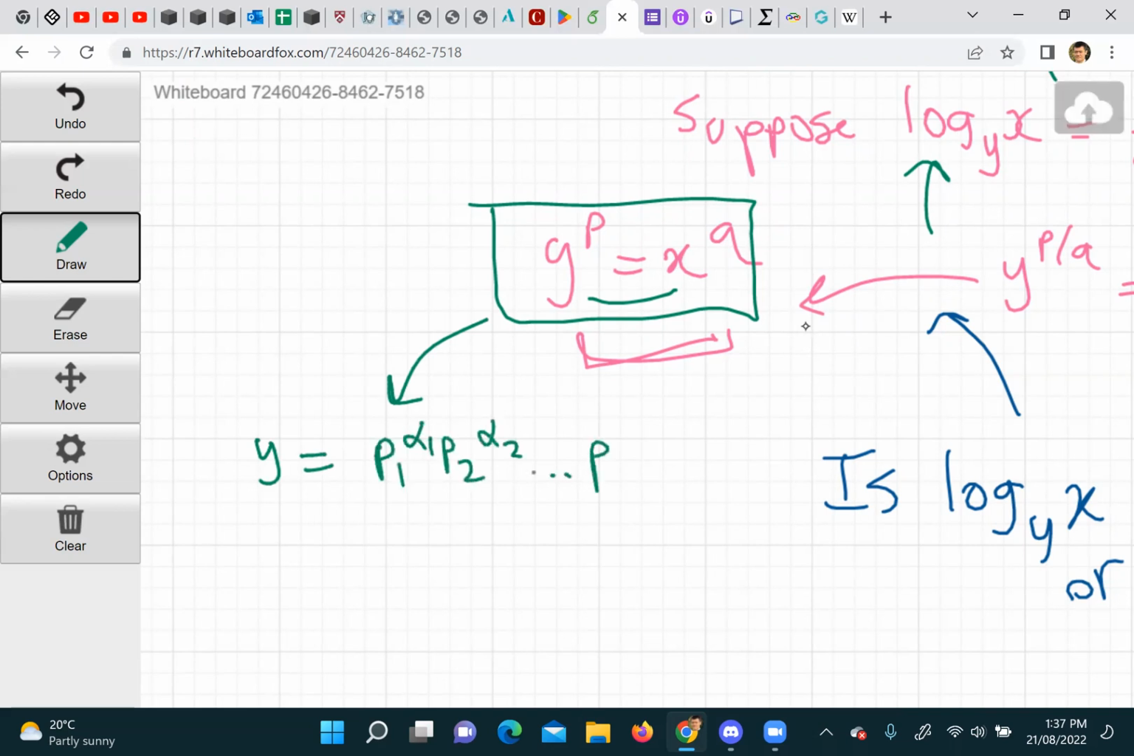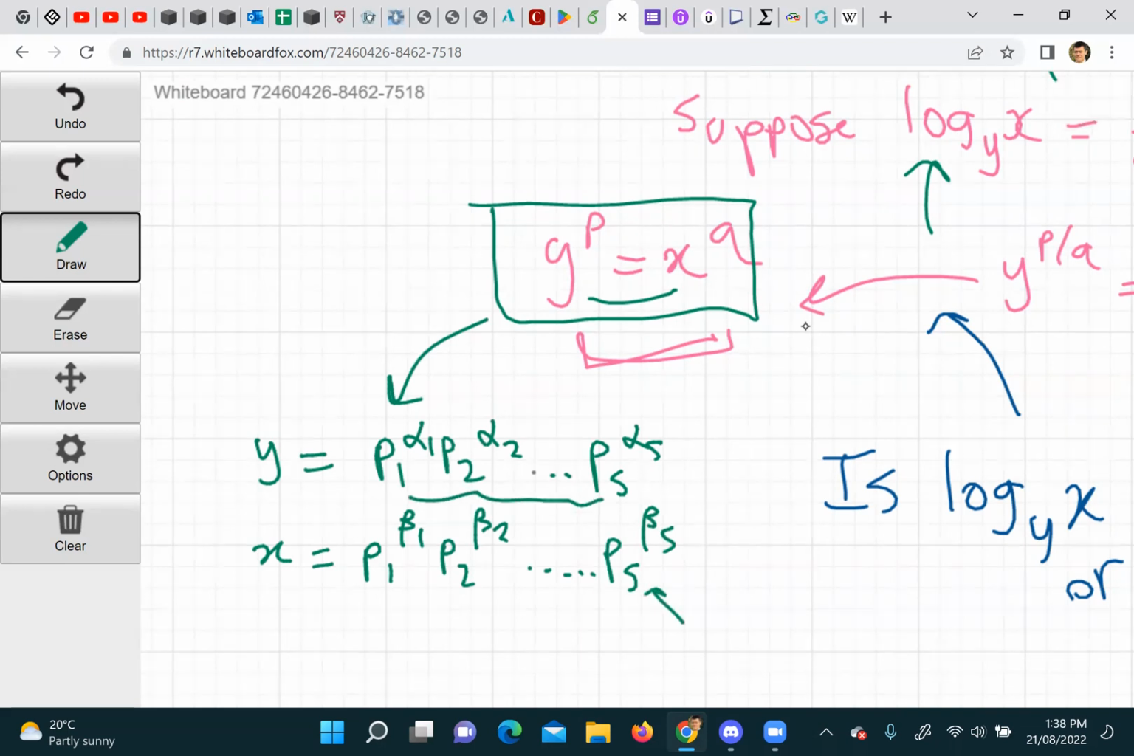Wait, is X and Y co-prime? No, P and Q are co-prime. Okay, so I just make the prime factors. I just make them all s's. So then some of the numbers can be the shared prime factors, both of them. So some of the alphas or betas can be 0.